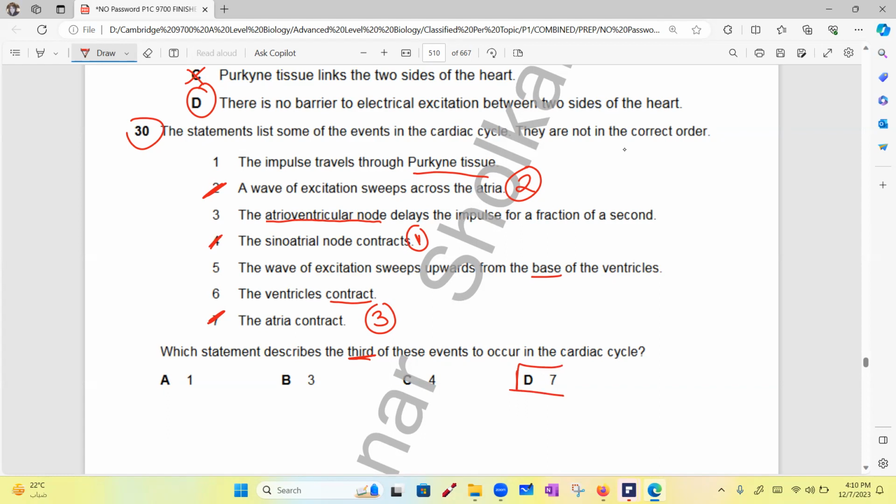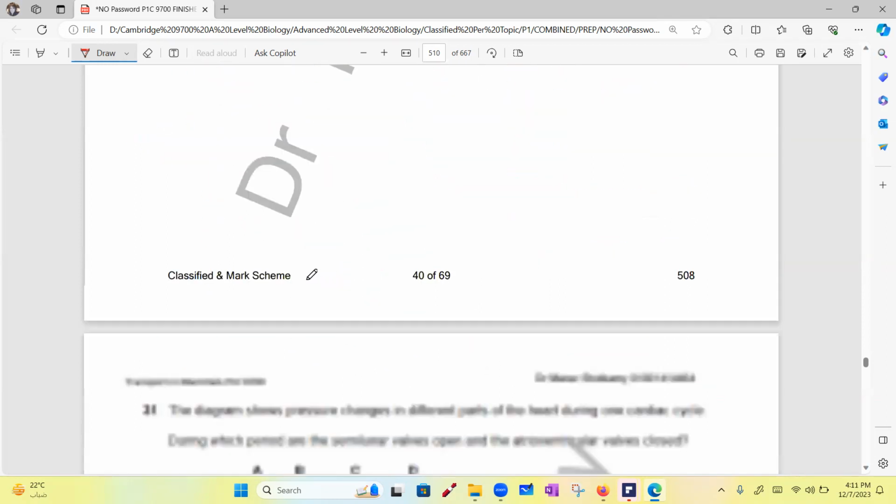Let's arrange the rest. After the atria contract, what will happen? The atrioventricular node delays the impulse. Yes, and then? The impulse travels through the Purkinje tissue. Yes. The wave of excitation sweeps upwards from the base of the ventricles and the ventricles contract. Yes, so that's the most obvious answer, which is the atria contract. Let's see at the very end.